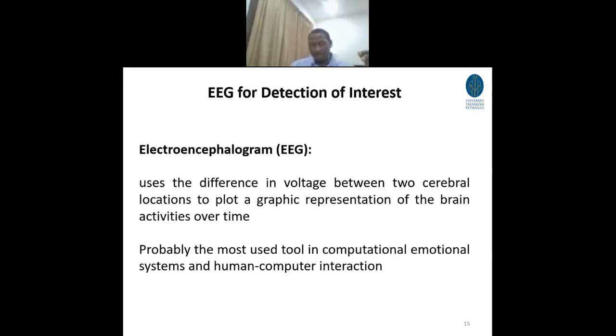Now, as mentioned over here, this is probably the most used tool in computational emotional systems and human-computer interaction because of the cost, because EEG is non-invasive. It's not considered as something harming the person wearing the cap. It's relatively cheap compared to some other devices. So this is probably one of the motivations that brings people to use it a lot in different studies.